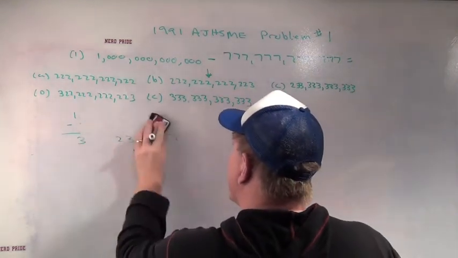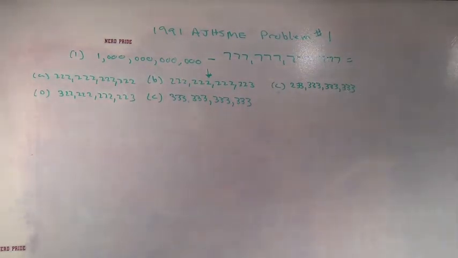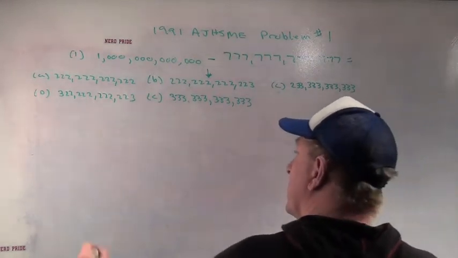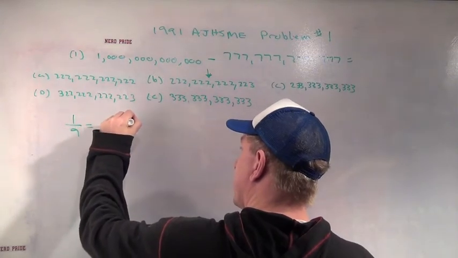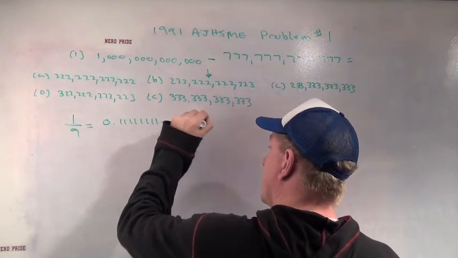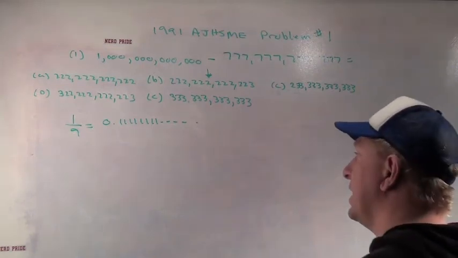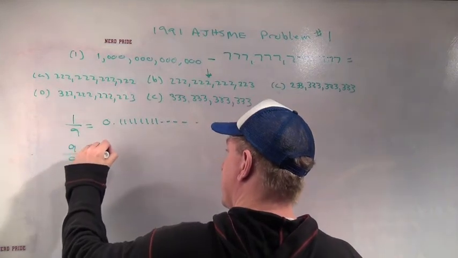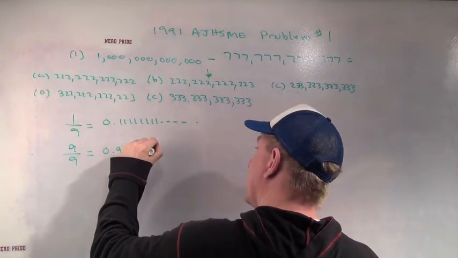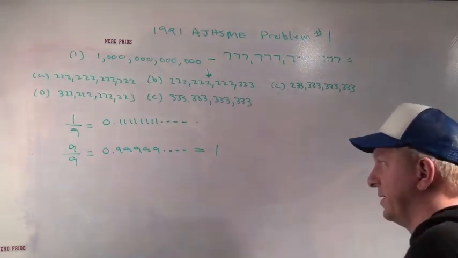Now, I wanted to show one other way of looking at it that's a little bit more advanced and involves knowing a little something about decimals. We know that 1/9 is 0.1111111 repeating forever. And we know that 9/9, which is 0.99999 repeating forever, is actually equal to 1.